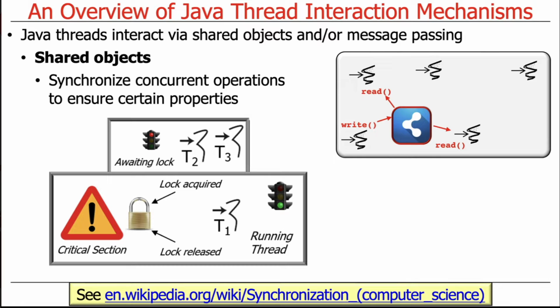So shared objects are usually used to synchronize programs to ensure things. And one of the things they ensure is that there's only one thread at a time running in a critical section. And we'll talk about why that's important in a second. So here's kind of the visualization of this. We've got a bunch of threads, and they're taking turns doing stuff that is modifying and/or accessing the state of some kind of shared object.